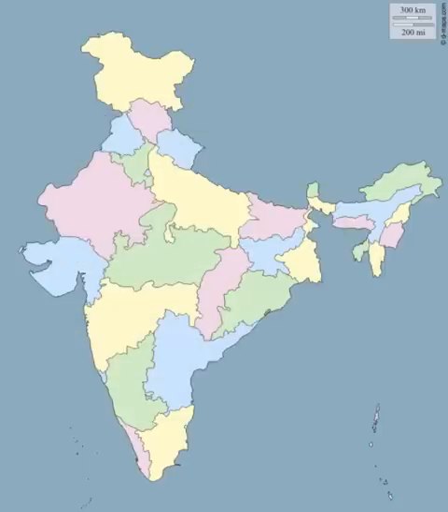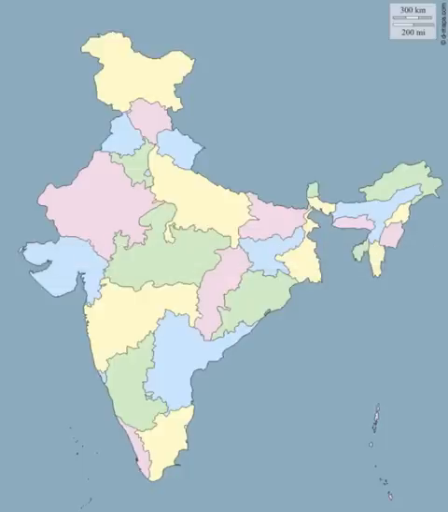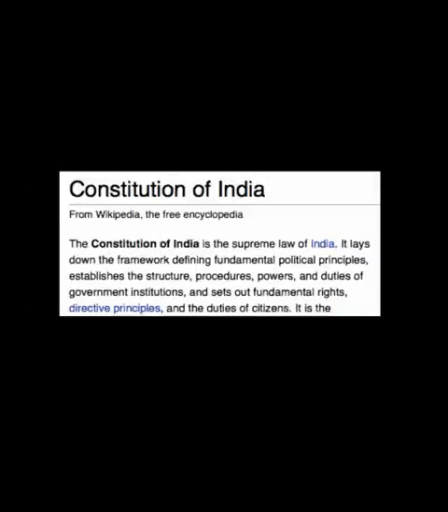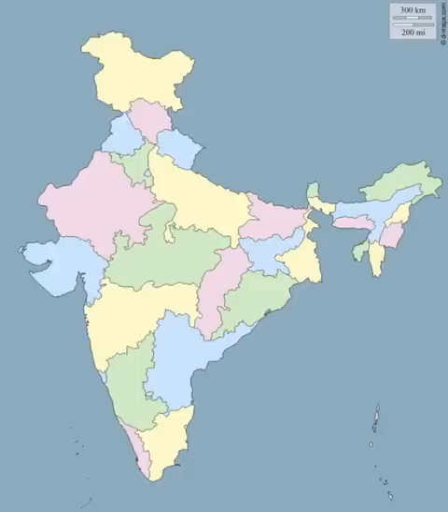So, let's start. The Constitution of India is the utmost entity in the Indian government. It is the most supreme law, and all government entities have to abide by it. Wikipedia actually says it best. The Constitution lays down the framework for defining the fundamental political principles, and it establishes the structures, procedures, powers, and duties of the government institution. It also sets out the fundamental rights and directive principles as well as duties of the Indian citizens. Essentially, the Constitution is the guiding force behind everything that the Indian government is supposed to do or is doing. The Constitution came into effect on the 26th of January in 1950.